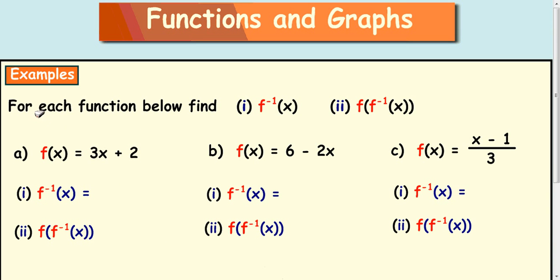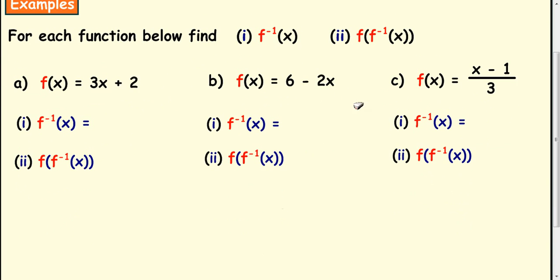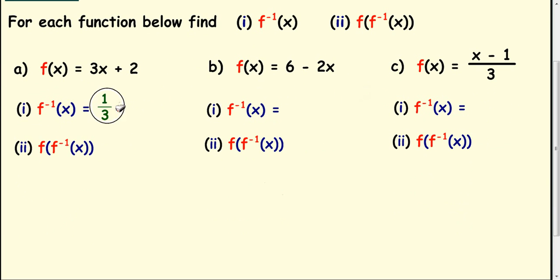Okay, so in these examples we're going to find the inverse function and then we're going to substitute the inverse function into the actual function and see what happens. So the first two examples we did on the previous page: that was a third of x minus 2. This one we just did, half of 6 minus x. And this function, x subtract 1 divided by 3. So the first thing you want to do is multiply by 3 and then you want to add 1 to that. That's your inverse function.